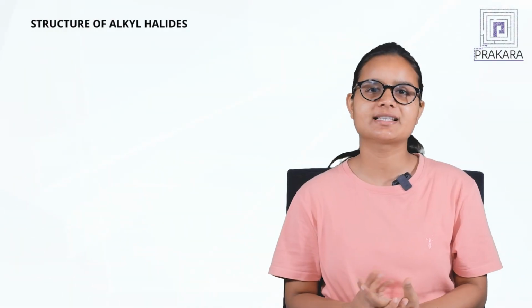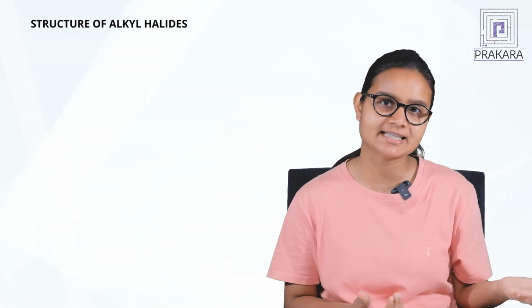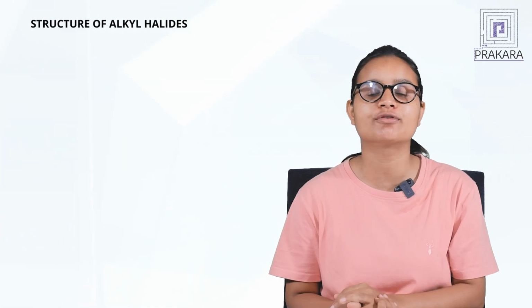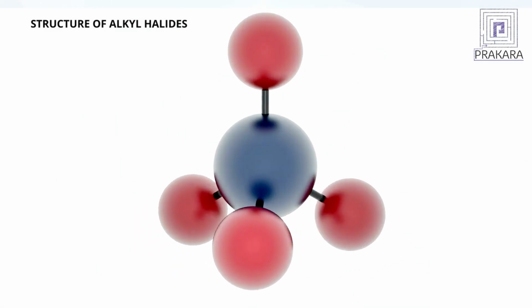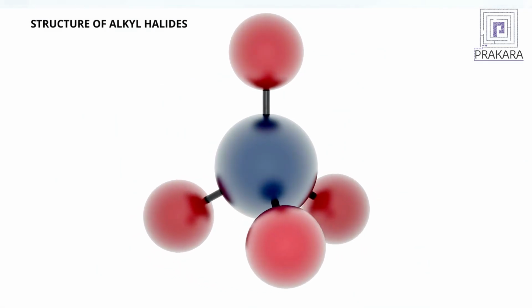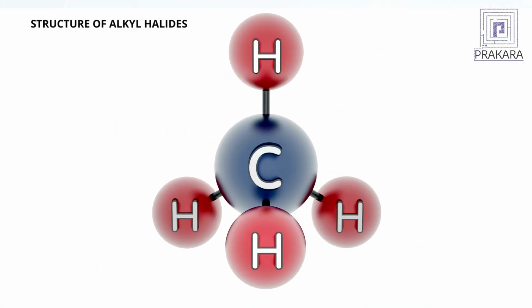Next, we have to discuss the structure of alkyl halides. Before going into the structure of alkyl halides, it is very important for us to know the structure of alkanes and the hybridization of carbon in alkanes. So we will start with the simplest alkane, that is methane. As you may know, the carbon in methane is sp3 hybridized.